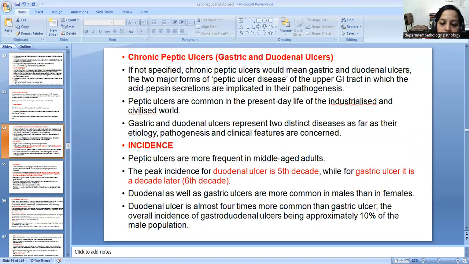Gastric and duodenal ulcers represent two distinct diseases as far as their etiology, pathogenesis, and clinical features are concerned. So when we talk about the incidence, peptic ulcers are more frequent in middle-aged adults. The peak incidence of duodenal ulcer is the fifth decade, while for gastric ulcer it is a decade later, that is the sixth decade. Duodenal as well as gastric ulcers are more common in males than in females. Duodenal ulcer is almost 4 times more common than gastric ulcer. The overall incidence of gastric and duodenal ulcers is approximately 10% of the male population.